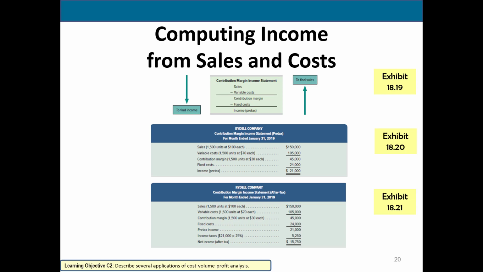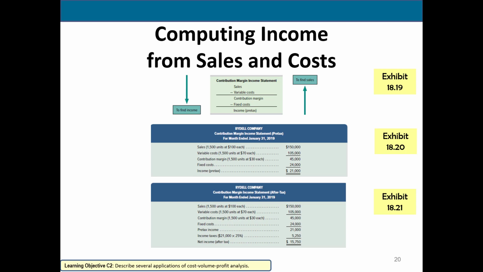So to find after-tax income from selling the 1,500 units, management has to look at the income tax rate. So if we're assuming an income tax rate of 25%, we can prepare a projected after-tax income statement. After-tax income is also computed as pre-tax income times 1 minus the tax rate. So if it's 25%, then it will be pre-tax income times 0.75.